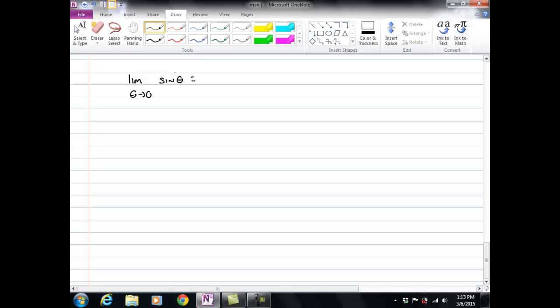It is 0. Correct. Easy. But what if I give you something a bit more challenging? The limit as theta approaches 0 of sine theta over theta.